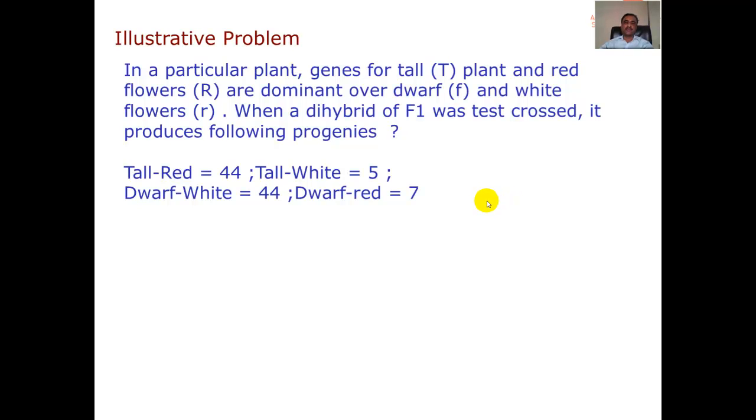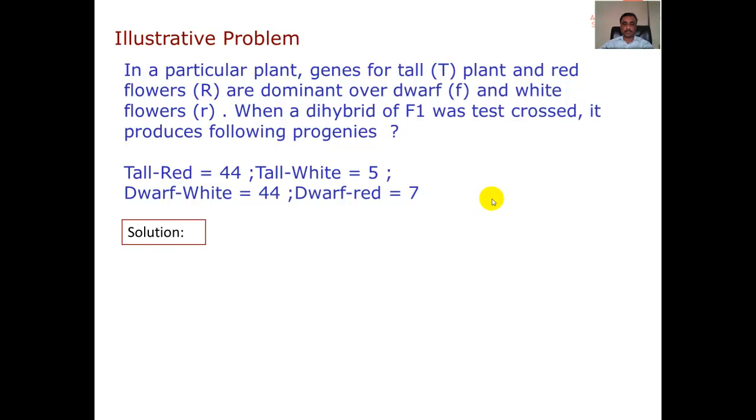Let's take one example. So in a particular plant, what happens? Genes for tall stem and red flowers are dominant over dwarf and white flowers. When a hybrid of F1 was test crossed, it shows tall red 44, tall white 5, dwarf white 44, dwarf red 7. Now we have to know what is the distance between gene T and R.